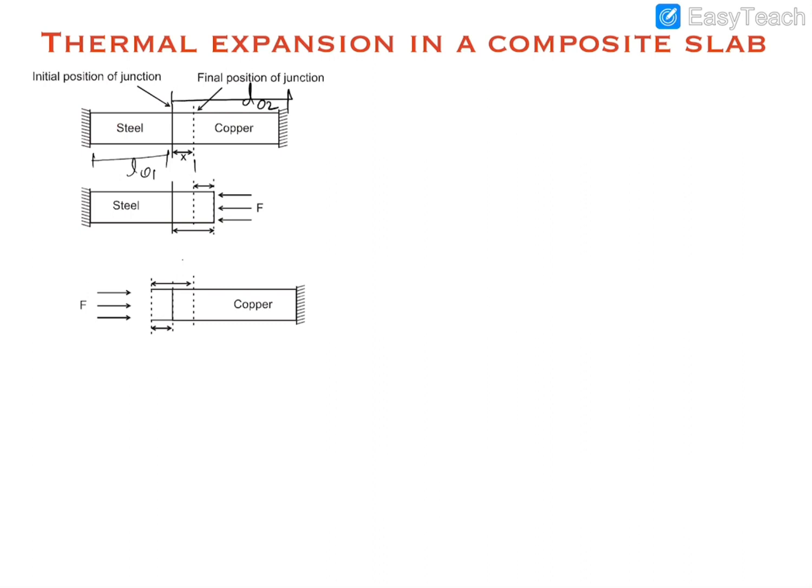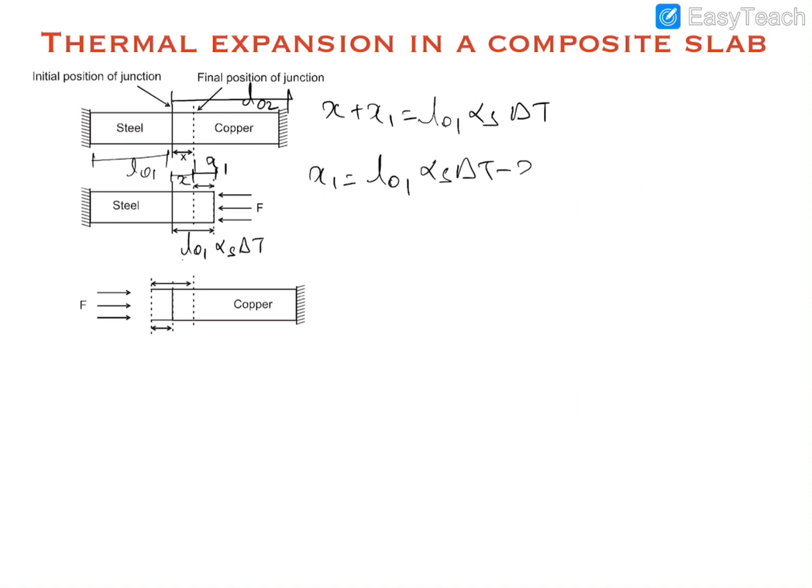Now we have increased the temperature, and we see that the junction of both the bars moves towards copper by a distance of x. So we can say this is the final displacement of the junction towards copper. Now if we imagine that the steel was independently expanding, then the total expansion in the steel due to temperature rise delta T would have been L01 alpha steel delta T, this complete length. But the junction has shifted by a distance of x. Let's suppose that this is x1 and this is x. So we can say that x plus x1 is equal to L01 alpha steel delta T. So x1 is equal to L01 alpha steel delta T minus x.